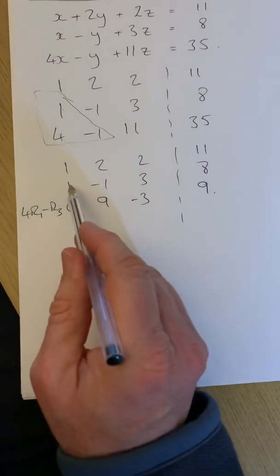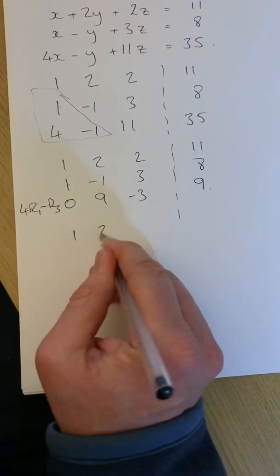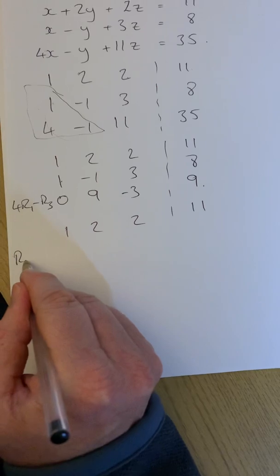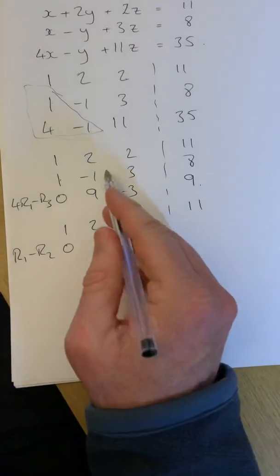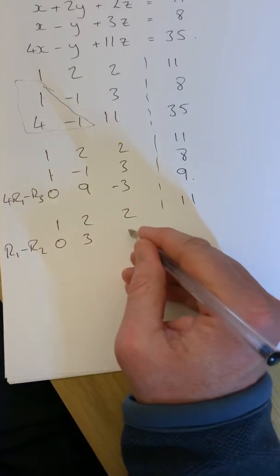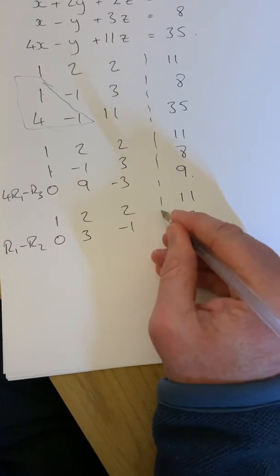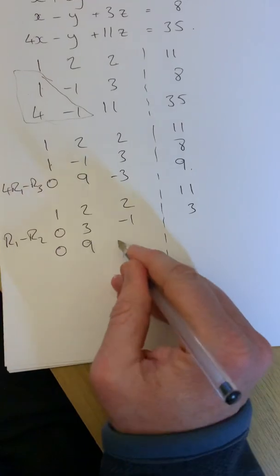Next up, I want to make this 0. So R1 will stay the same, and then I just do R1 take away R2. I'm going to get 0. I'm going to get 3. I'm going to get -1. And I'm going to get 3 here. And R3 will stay the same here.